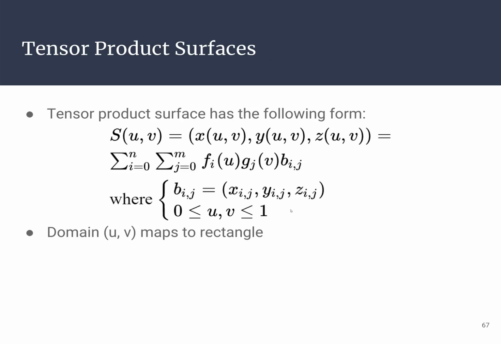Now we'll talk about tensor product surfaces. A tensor product surface has the following form, with S of u comma v leading to this vector x, y, z with parameters u and v. This is equal to the summation of these two functions f sub i of u and g sub j of v multiplied by these control points b sub i comma j, which are represented right here. Again, we have 0 less than or equal to u and v less than or equal to 1. With tensor product surfaces, we are mapping the surface from a rectangular domain u comma v.